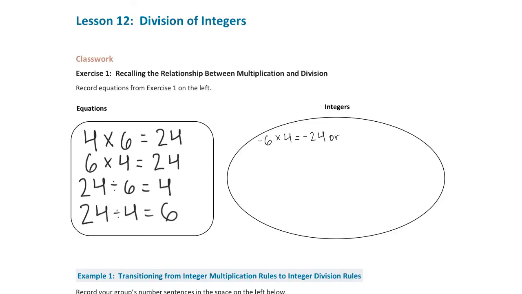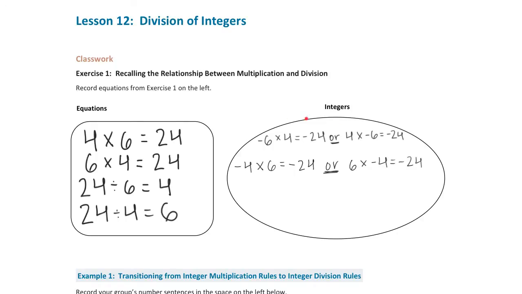Or we could write it as 4 times negative 6 equals negative 24. Let's do negative 4 times 6 equals negative 24, or 6 times negative 4 equals negative 24.